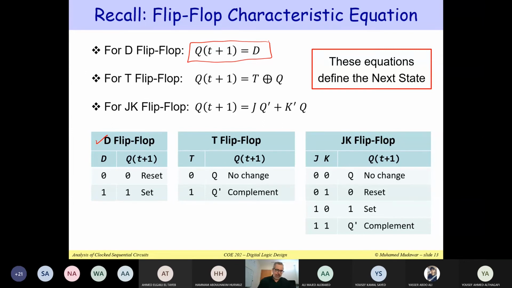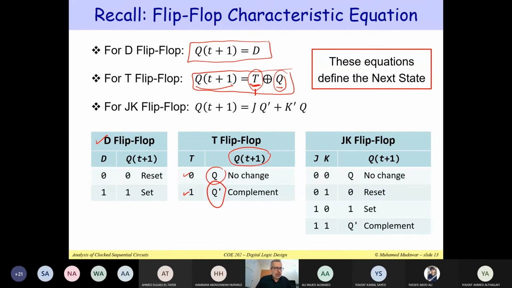In the case of a T-type flip-flop, notice that the characteristic equation is different. We are XORing the output Q with T to determine the next state. So the T input is XORed with the output Q to determine Q at T plus 1. So for example, if T is equal to 0, you get Q at T plus 1 is equal to Q, and there is no change. And if T is equal to 1, when you XOR with 1, you get Q prime. So we are inverting the output. So that's the T-type flip-flop. It is the toggle. It will invert, complement its output.